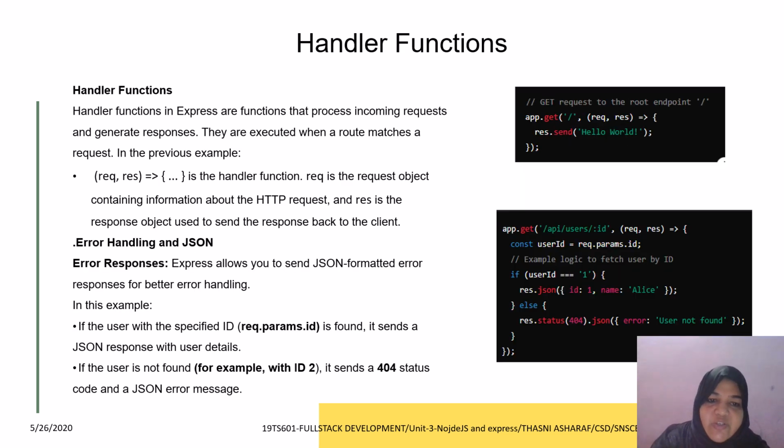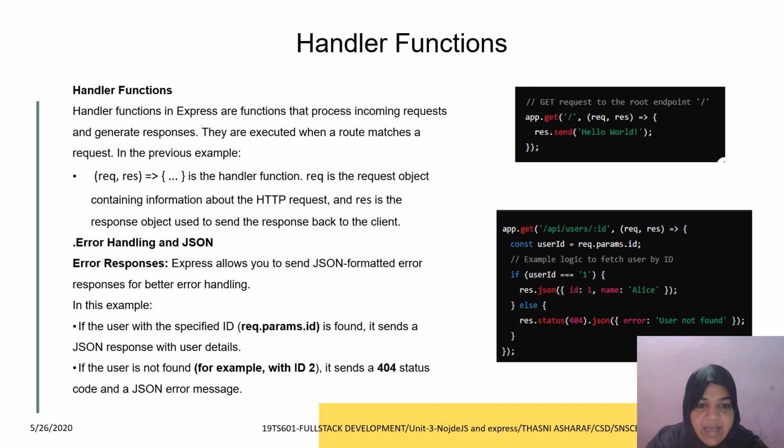Next one is the handler function. Handler functions in Express are functions that process incoming requests and generate responses. They are executed when a route matches a request, as in the previous example. Request is the request object containing the information about the HTTP request, and response is the response object used to send the response back to the client.